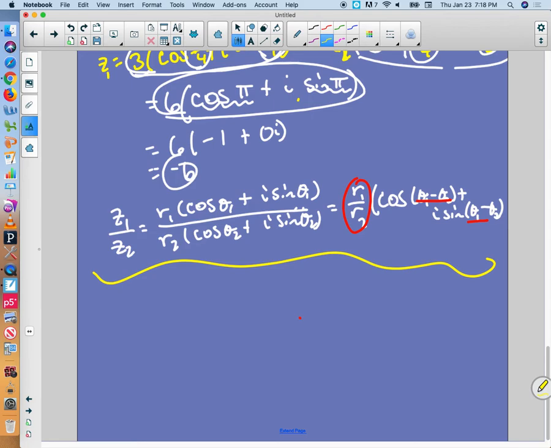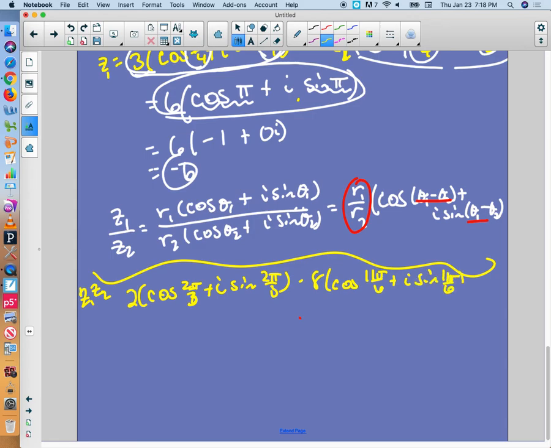So let's do one more product. This is a product where they're asking me to find z1 times z2. So I have 2 cosine of 2 pi over 3 plus i sine of 2 pi over 3, and I'm multiplying it times 8 cosine of 11 pi over 6 plus i sine of 11 pi over 6.